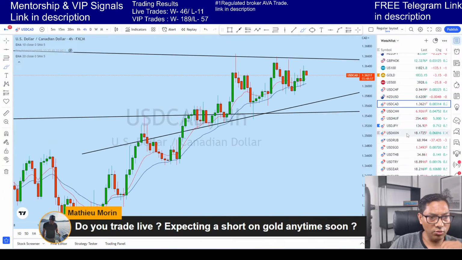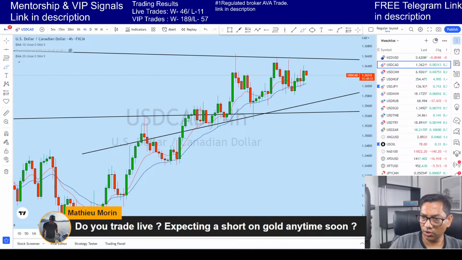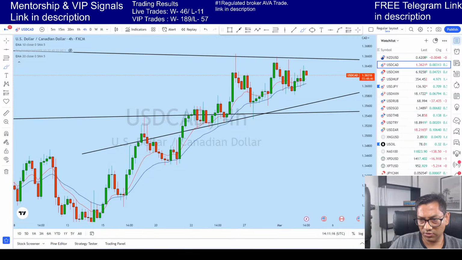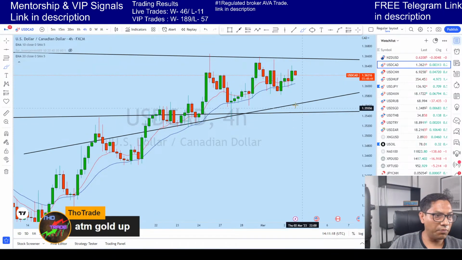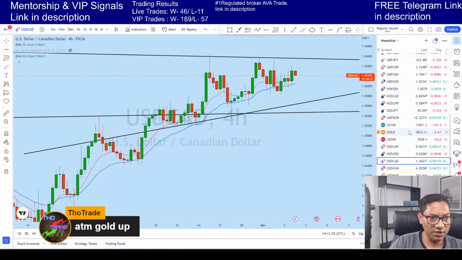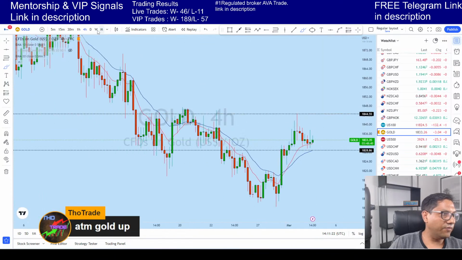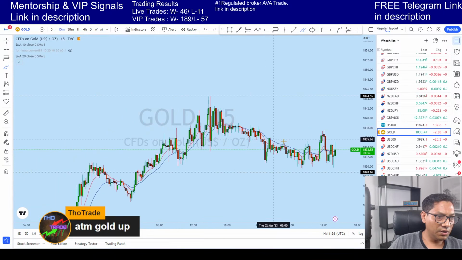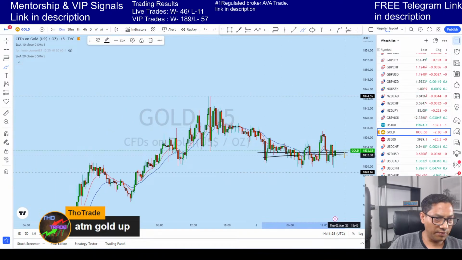So dollar CAD we see in a sideways. Euro AUD. Please, should we take entry on gold now on the 15 minutes? No, I don't see very good price action on gold yet. You see, this is a very choppy market, and if you look at the 15 minutes, you can see that this is a completely sideways market.